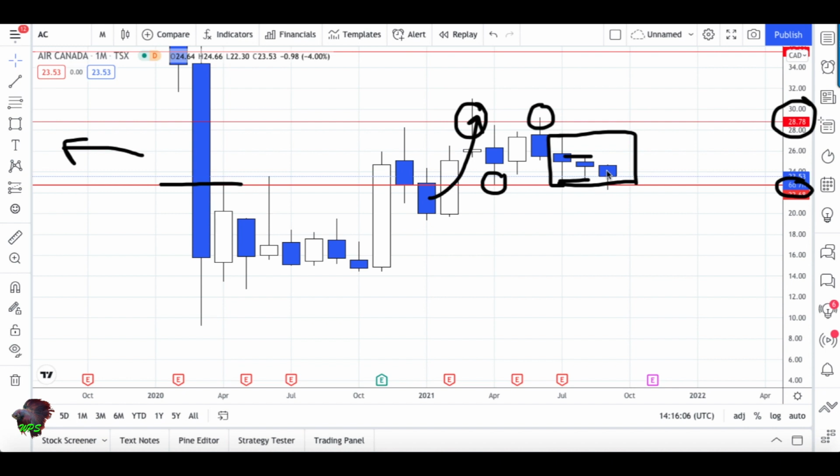So the bears were in control for 1, 2, 3, and this is now the 4th month. The bears are in control. There's a lot of indecision there, and also not a lot of capital being invested into the market for this specific stock. We do have potential, which is our target of $28.78, $29, which we reached twice already when I mentioned it to you, and I gave you the signals when that happened.